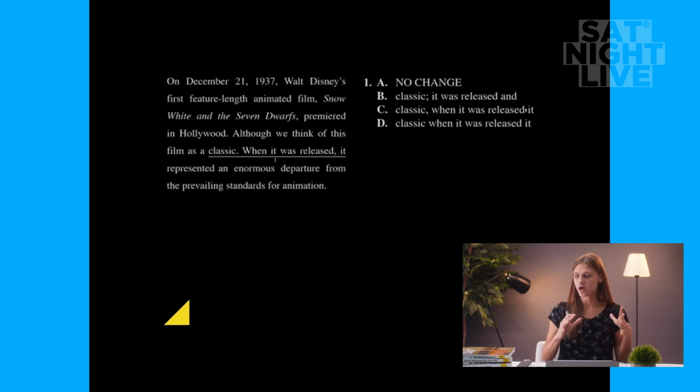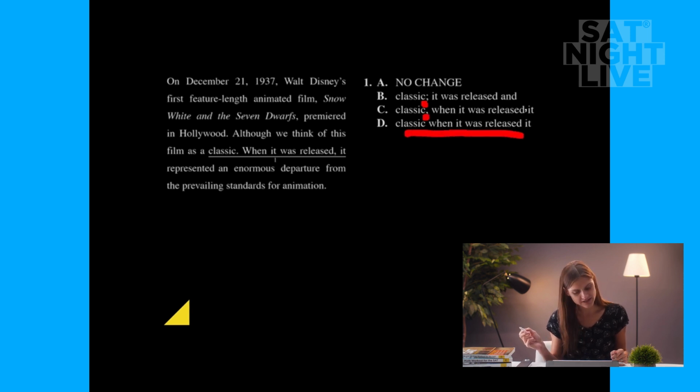Now this is a big block of text here. So let's look at our answer choices. Let's start there. And the answer choices now are a little bit longer. It's getting a little bit more complicated, but we see that what's changing, our punctuation is changing again. Here there is no punctuation at all in D. And in the way that it's written originally, we have a period and then a capital letter. So let's go ahead and read the actual sentence, which says, although we think of this film as a classic, when it was released, it represented an enormous departure from the prevailing standards for animation.